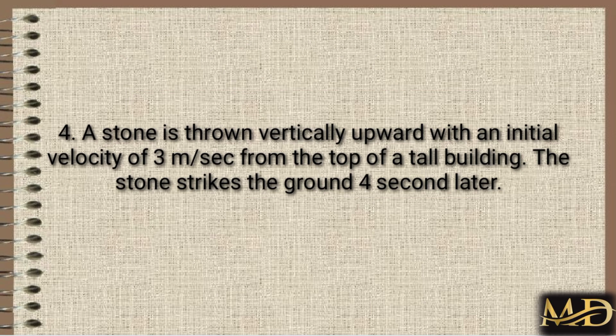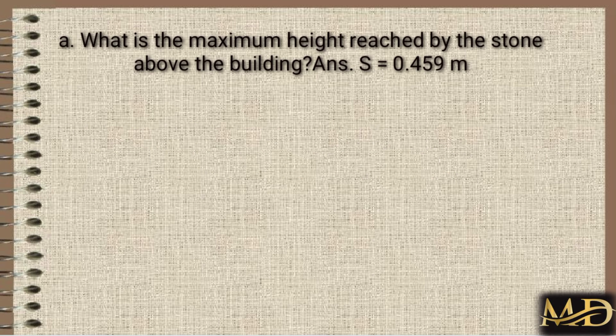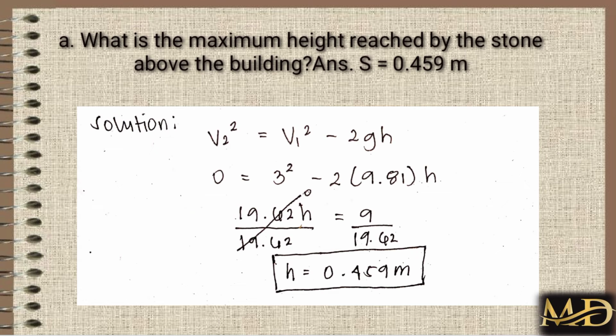Number 4. A stone is thrown vertically upward with an initial velocity of 3 meters per second from the top of a tall building. The stone strikes the ground 4 seconds later. Letter A. What is the maximum height reached by the stone above the building?